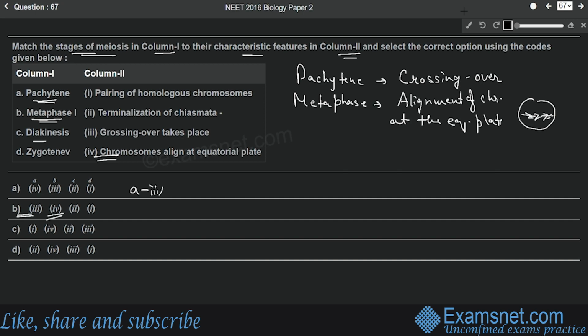Then diakinesis. So what happens during diakinesis? Terminalization of the chiasmata. So option C will be matched with the second in column 2. So B will be matched with number 4 and C will be matched with number 2. And the last one is zygotene. It will be matched with pairing of homologous chromosomes. During the zygotene stage, pairing of homologous chromosomes takes place. So it is confirmed that option B is the correct answer.